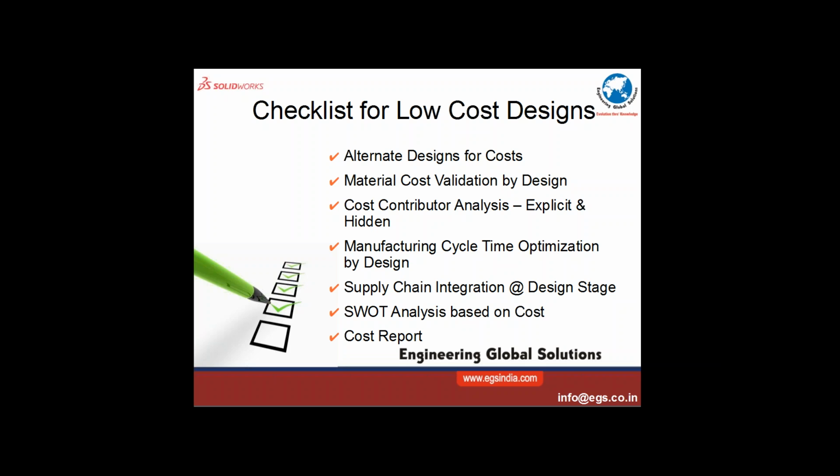Supply chain integration in the design stage, in terms of the design review process, the process capability, manufacturability, and so on and so forth, helps compress the design cycle time so that first time right becomes a reality. A strength, weakness, opportunity, and threat analysis based on cost would drive down the cost considerably and help us to make informed decisions as well. The cost report finally provides the reasons for which we chose a particular design with its parts and their associated tolerances as compared to other alternatives.